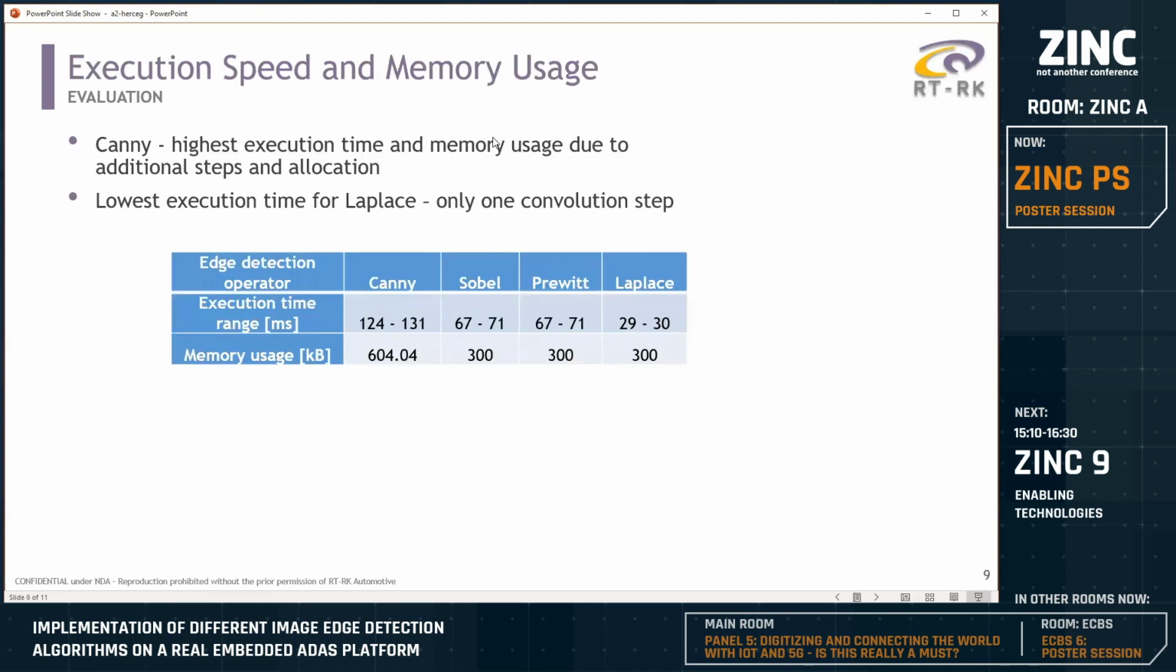And this table shows the execution time range and the memory usage. The Canny algorithm has shown the highest execution time and memory usage due to the additional steps that need to be taken to implement it and the additional memory allocation that was made, while the Laplace operator has the lowest execution time because there was only one convolution step to implement it.